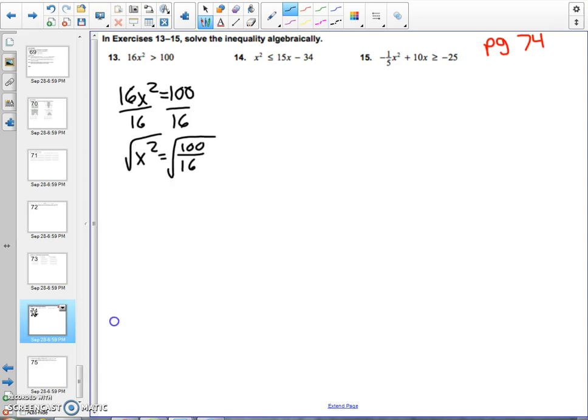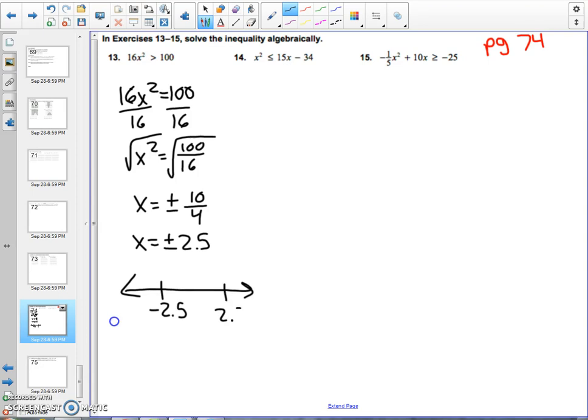Because when I go to take the square root, I know that the square root of 100 is 10. The square root of 16 is 4. And 10 over 4 then is 2.5. So what I want to think about now is bringing that inequality back into this. I'm going to create a number line, and really the only numbers I need to look at are the two that I came up with for my solution. So I have negative 2.5 and positive 2.5.